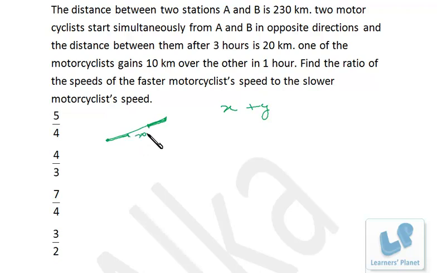That means in 3 hours, they might have run for 210 kilometers jointly, right? Both of them together, right? So their relative speed is what? 210 kilometers in 3 hours. That means 70 kilometers per hour, right?